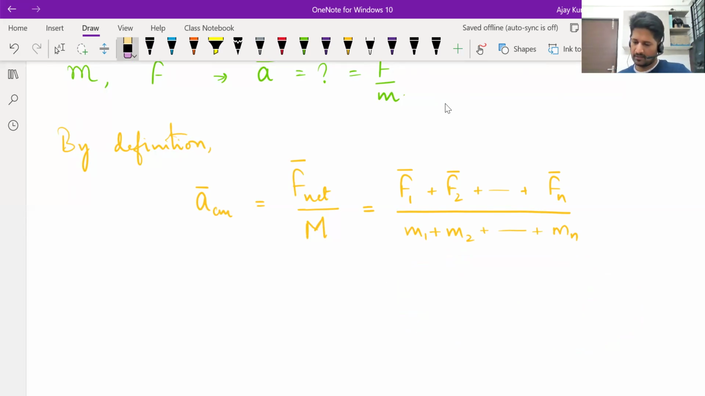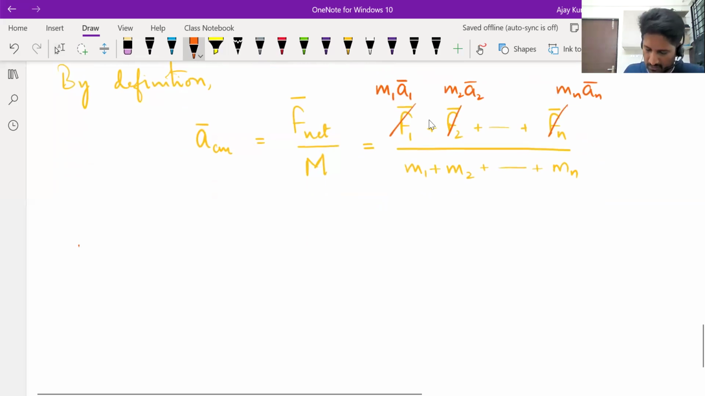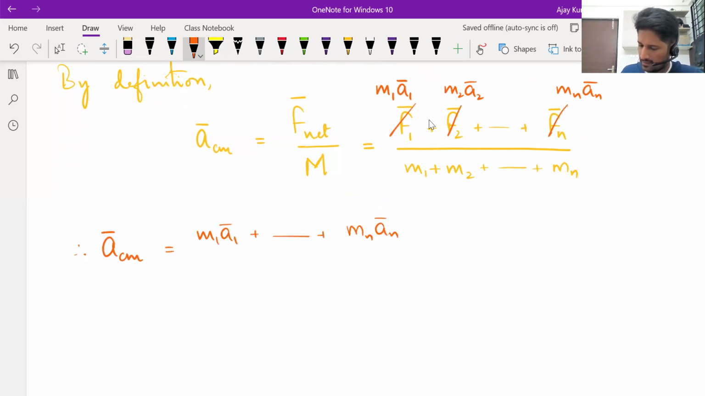Let it be. Now F1 is the net force acting on the first mass. Net force acting on the first mass will be the first mass multiplied with the acceleration of the first mass. Net force on the second mass will be the second mass multiplied with the acceleration of the second mass. And so on. Net force on the nth mass will be Mn An. Okay. So this gives us something else now. Therefore, the formula for acceleration of center of mass is m1a1 plus m2a2, and so on up to mnan, divided by the total mass of the system, m1 plus m2 plus so on up to mn.